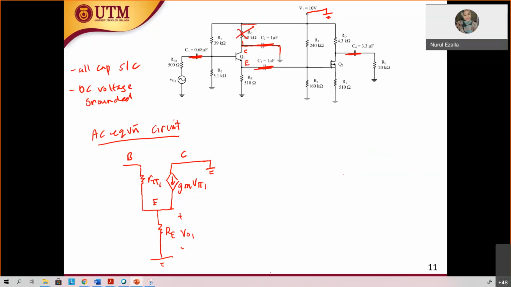All right, so at the base, this is V pi 1. What do you have at the base, student? What can you see at the base over here? You have R1 parallel with R2. Yes, correct. And then what else do you have? You have R signal and also V signal.